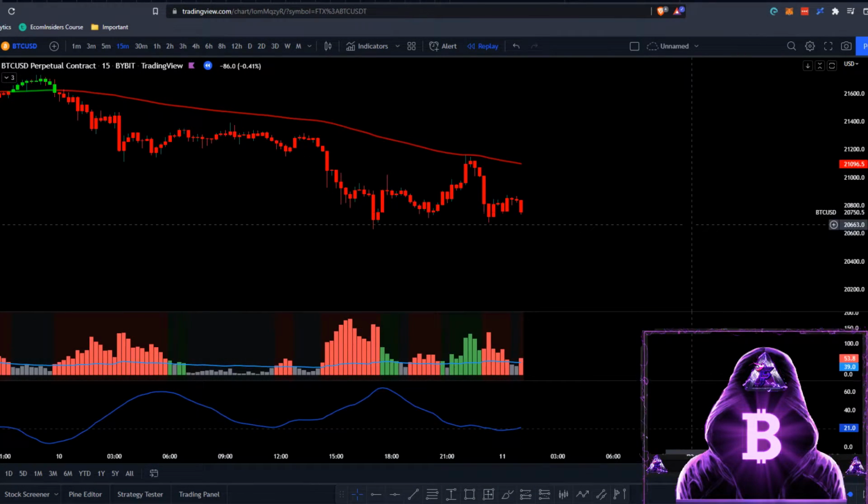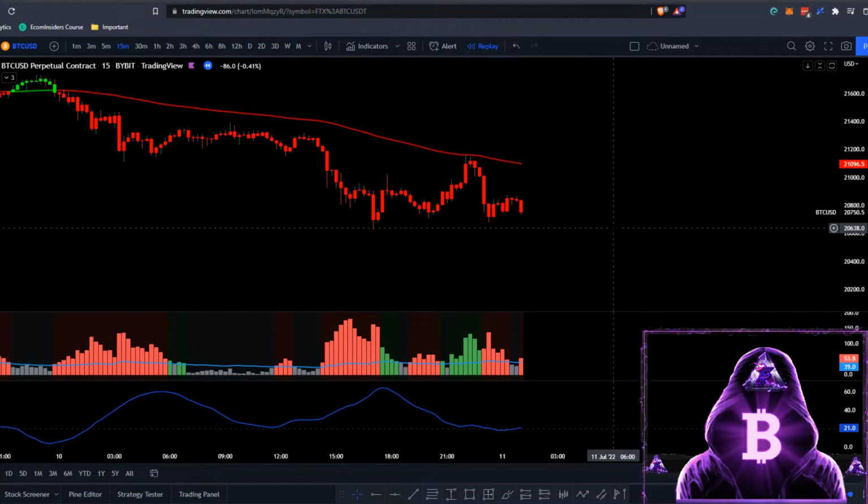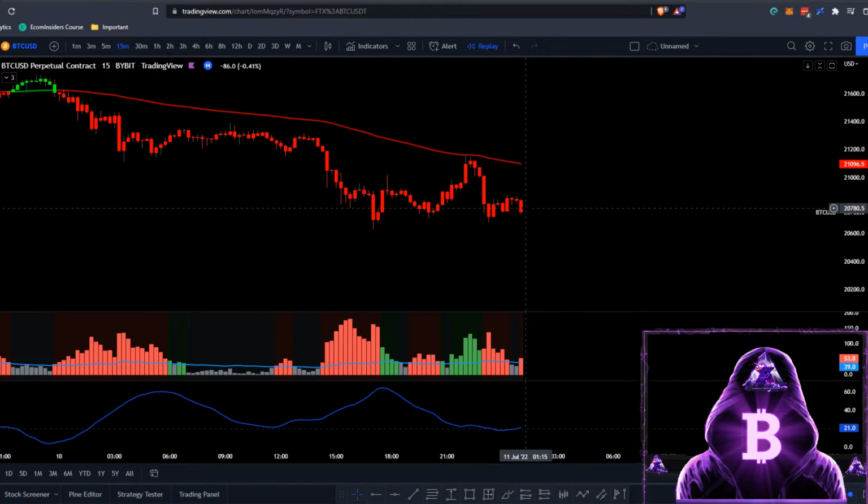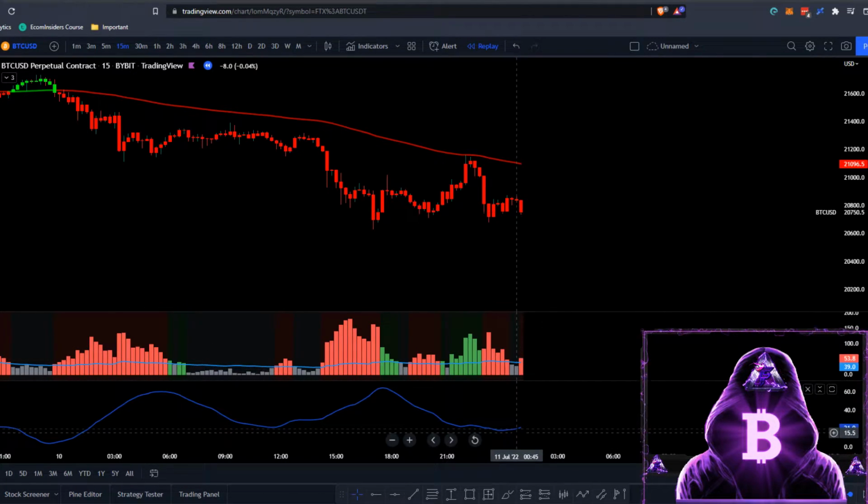Okay, here are the conditions for entering a short trade. First, the price action must be closed below our moving average. Second, the braid filter needs to issue a new short signal. And third, the ADX line must be above our 20 line and also pointing upwards.